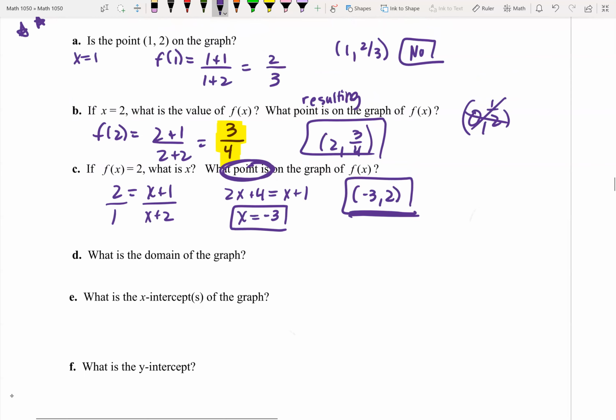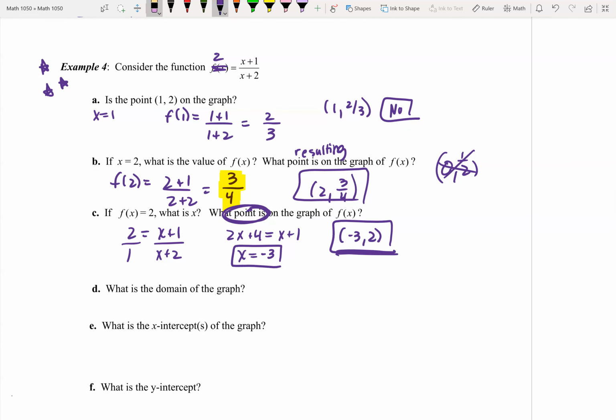Okay? Okay, find the domain of the graph. You guys, this was from lesson number 2. Remember, if you have a fraction, the bottom of the fraction can't be a 0. So everybody write down x plus 2 cannot be 0. Therefore, x cannot be -2. That's literally your answer. Okay?